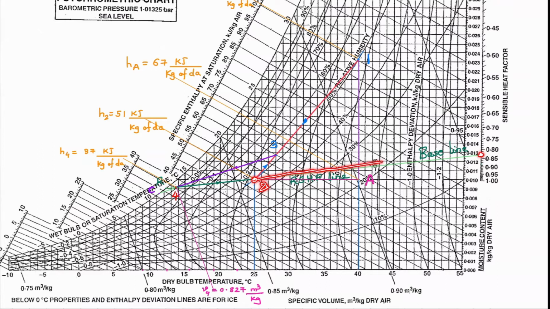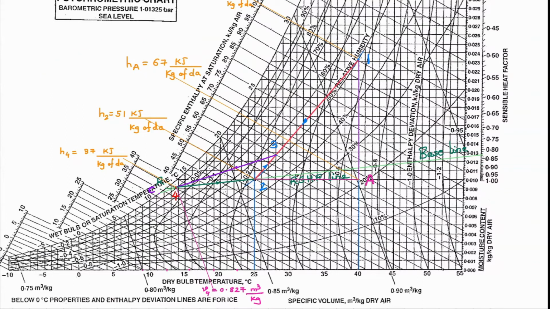Okay, that line is called baseline. Now we have to draw a line parallel to baseline passing through point 2. Wherever it intersects the saturation curve, that is point R, which is called room ADP. Now this line 2 to R, it is called RSHF line. Then what is the next step? Bypass factor is given in the question. What is value of bypass factor? Bypass factor is given as 0.15.